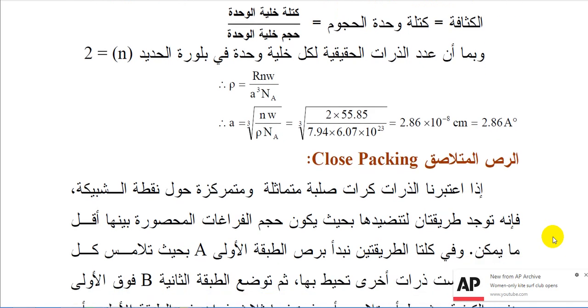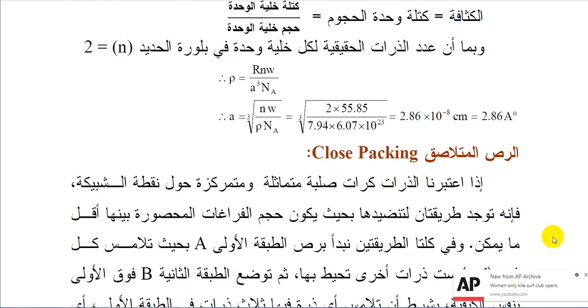Calculate the lattice constant, meaning the lateral length of the iron crystal, the lateral length of the crystal iron structure atom, which is actually equal to 2.86 angstrom.